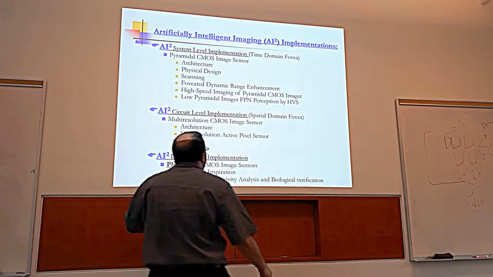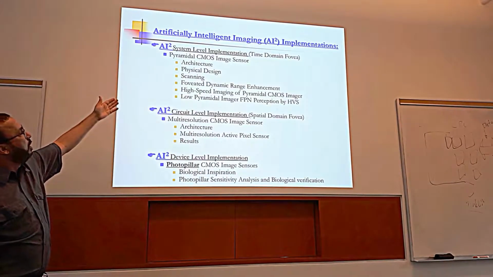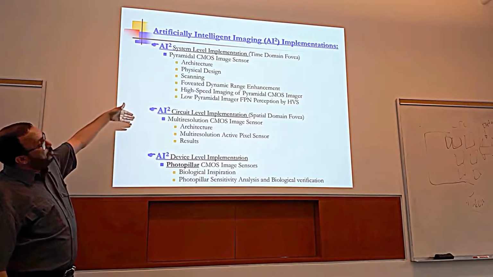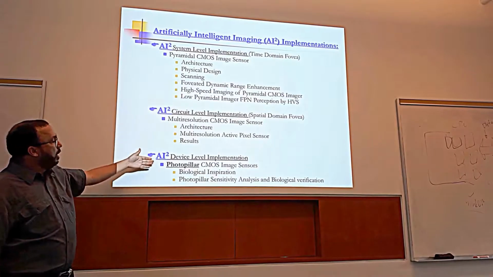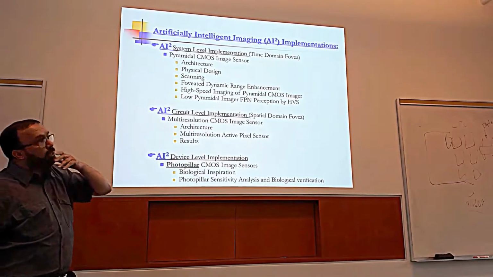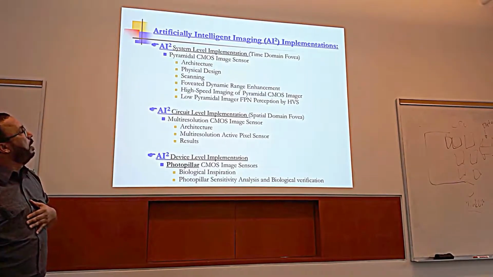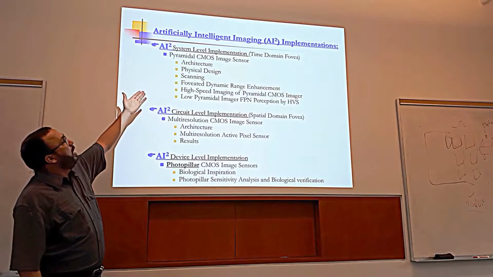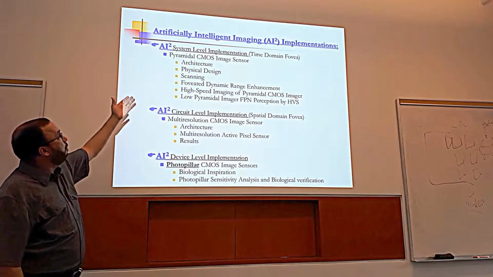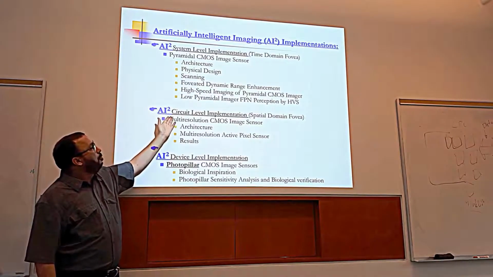So, to implement artificial intelligent imaging, we approached it in 3 ways. 2 ways I approached in my PhD long ago, but lately I endeavored into the device level. First is the system level, and for that we are going to try to biomimic the intelligence of biological vision at the system level. For that we have fabricated and successfully tested, and of course published papers on, a pyramidal CMOS image sensor. The second one, AI square, is at the circuit level.